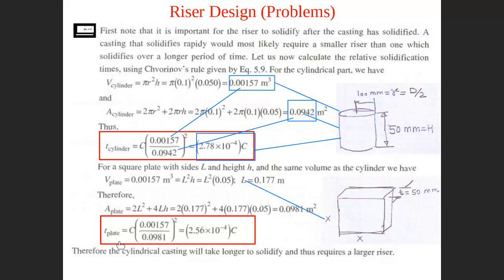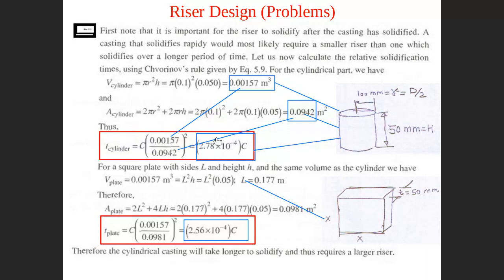You apply here, and you get the solidification time of the plate equal to the constant times the volume. C is the same, the volume is the same, but the surface area is not the same. Then you get a different time. So this is the solidification time of the second part. The first one is 2.78 times 10 to the power minus 4, and this one is 2.56. Then you can see that the time to solidify the cylinder is bigger than the time to solidify the square plate.